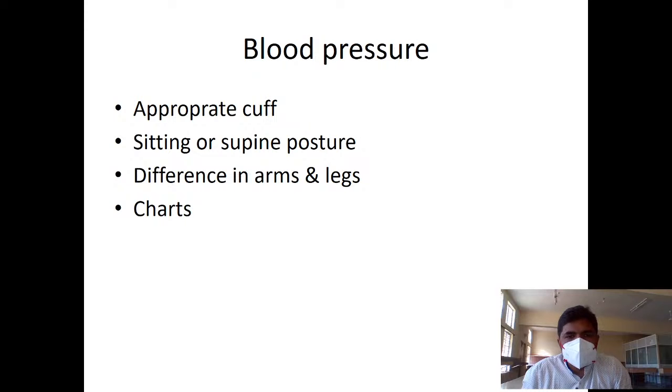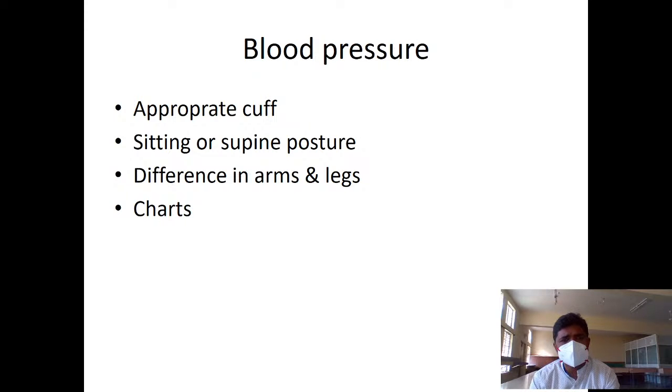So normally the gradient between the upper arms and legs is usually 10 mm of Hg. Usually legs will have a higher blood pressure, because what could be the reason? You measure the lower limb blood pressure with the same cuff that is intended for the arm. Generally, the cuffs are made keeping in mind that arm blood pressure is being taken. So we use the same cuff for the legs as well. That's why you end up having a 10 mm of Hg higher blood pressure in lower limbs when compared to upper limbs. That is the reason.